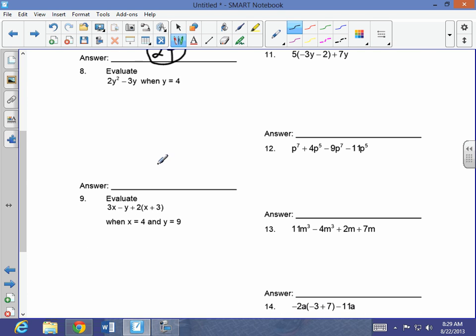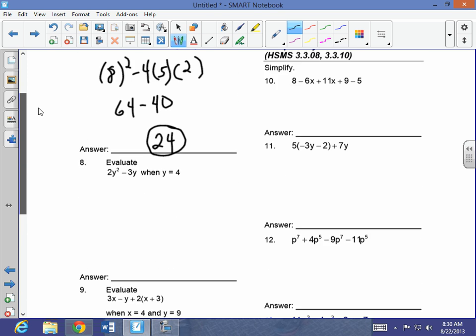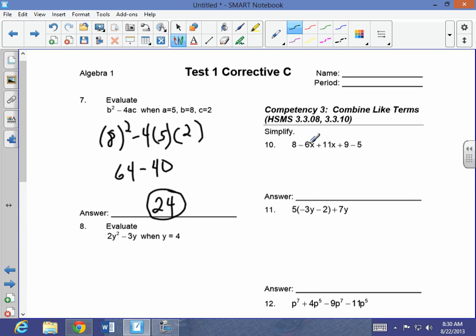Okay, I got to be honest. I can't do any more of these. I mean, it's very simple. Substitute in, yada, yada, yada.